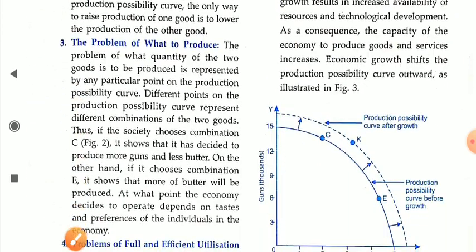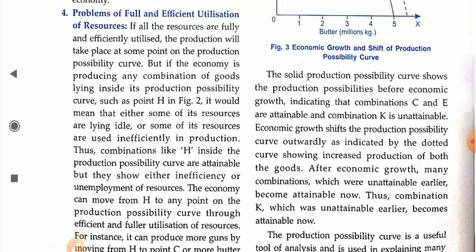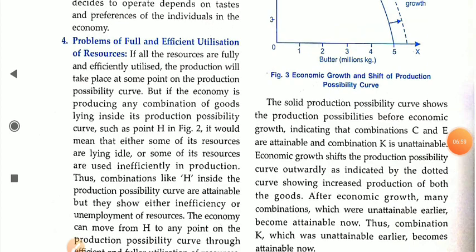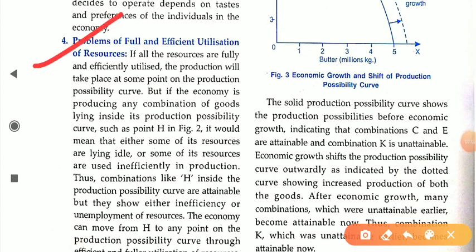Okay student, now let's move to our next point, which is point 4. This point is related to the problem of full and efficient utilization of resources. Dear student, as I told you, the economy may be operating with its full capacity and doing fuller utilization of resources. Suppose you have 100 rupees and you are producing with all the 100 rupees, whatever you wish to produce. This is known as fuller utilization.